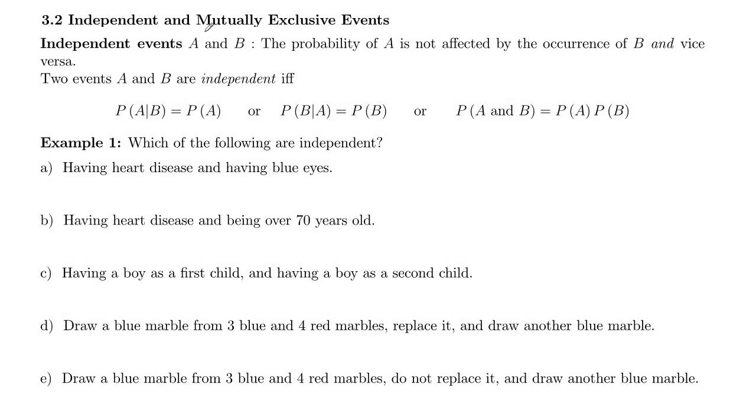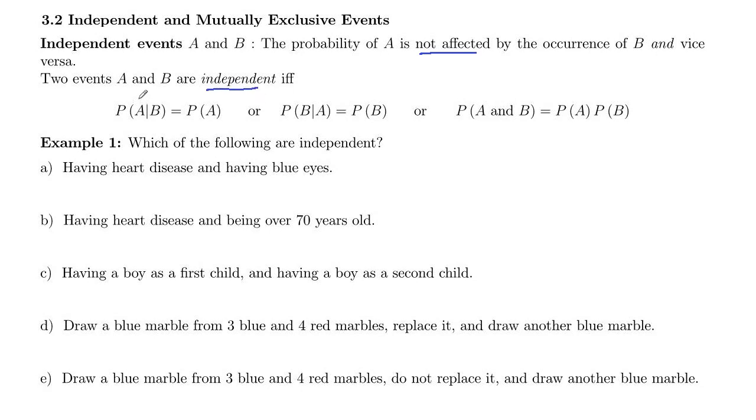So we now want to investigate properties of events called independent and mutually exclusive. So in the last example, we saw that sometimes a given probability will change the probability of another event. That was conditional probabilities. Well, independent events A and B are where the probability of the first event A is not affected by the occurrence of B and vice versa. So there's three equivalent conditions that we can use to check if two events A and B are independent.